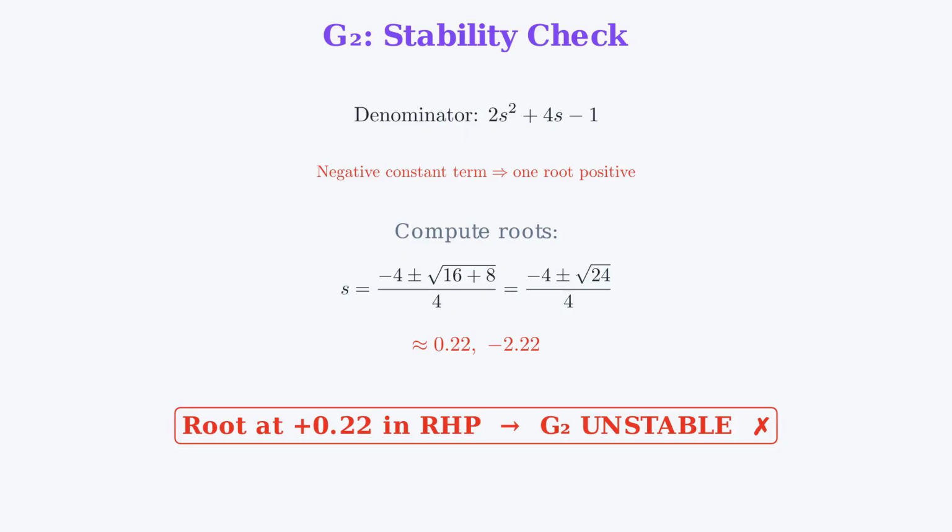Let us compute the roots explicitly. Using the quadratic formula, s equals -4 plus or minus the square root of 16 plus 8, all divided by 4. That is -4 plus or minus the square root of 24 divided by 4. Numerically, s is approximately 0.22 and -2.22. The root at positive 0.22 is in the right half plane, so g2 is unstable. Since g2 is unstable, the final value theorem does not apply.